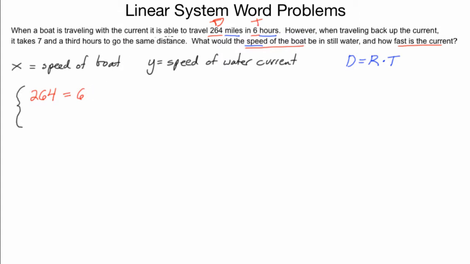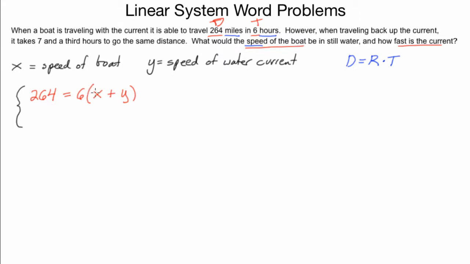Well, the rate of speed, if I'm going with the current, is going to be the speed of the boat, but it's also being pushed along. The speed is increasing because I'm going with the water. The water itself is flowing, and if the boat's going with the water, their speeds are combined. So I can model the rate of speed going with the current as x plus y, the speed of the boat plus the water current pushing it along. So there we go. I use my distance, rate, time relationship to write an equation for going downstream.